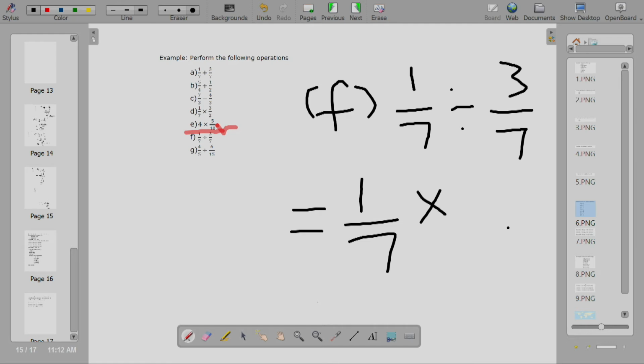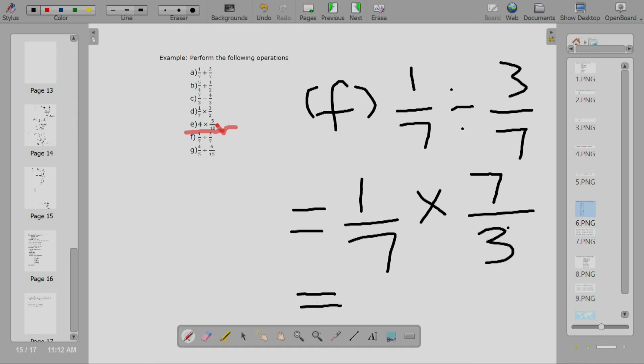If you change the sign of division to multiplication, the denominator will take the place of the numerator, and the numerator will take the place of the denominator. So 7 will come up and 3 will come down.